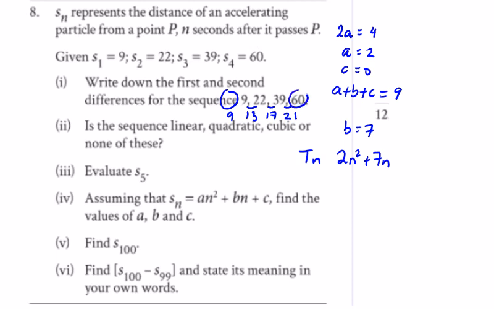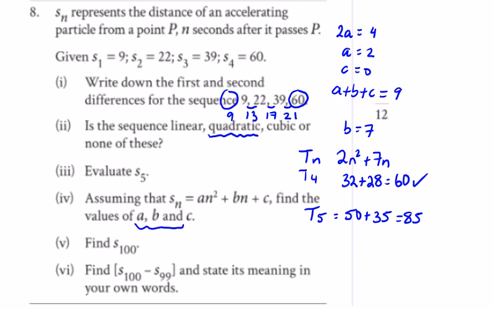Let's check T4 here. That would be 2 by 16, 32, plus 7 fours, 28 is 60. So you've checked one, it's correct, so you have to have done it correctly. So it's quadratic clearly. Second difference same, S5, so T5 is 2 by 25, 50, plus 7 by 5, 35, that's 85 for T5. And assuming we have found A, B, and C, S100.